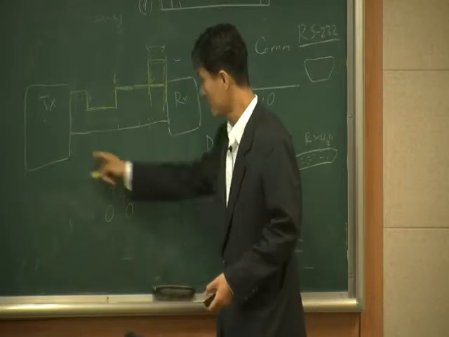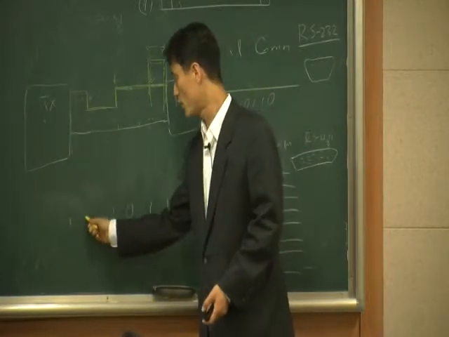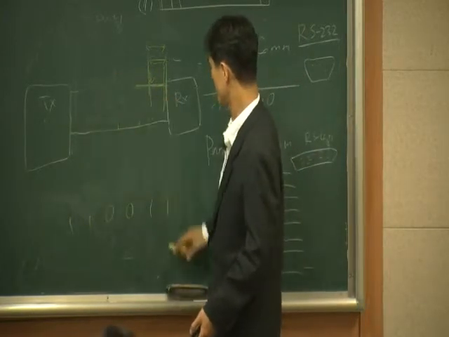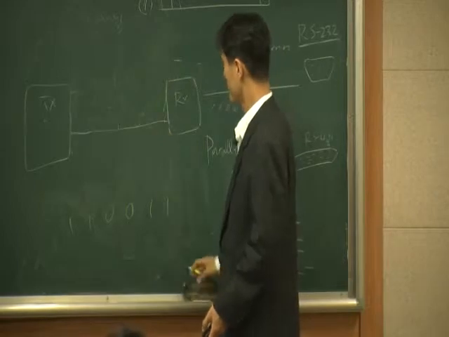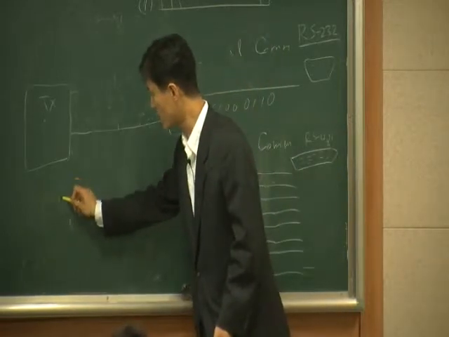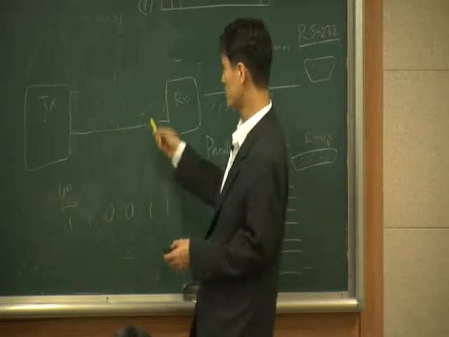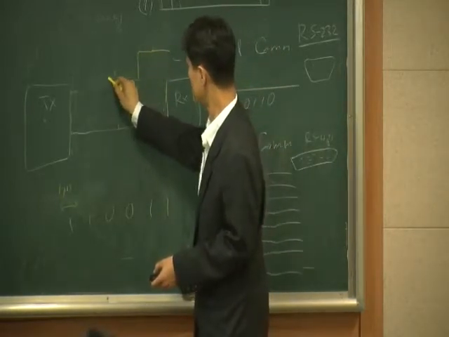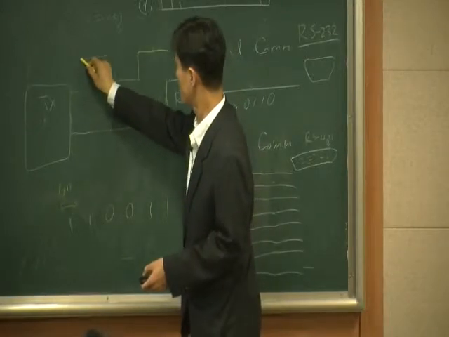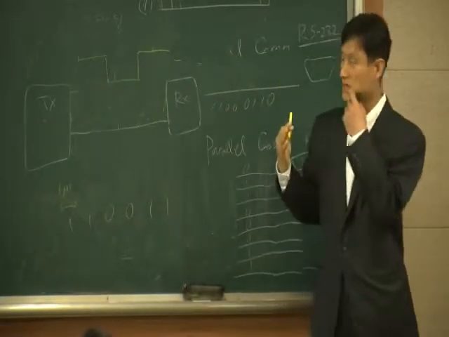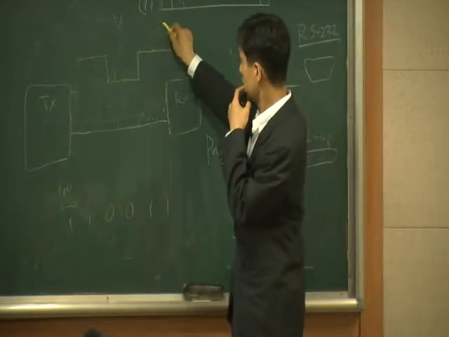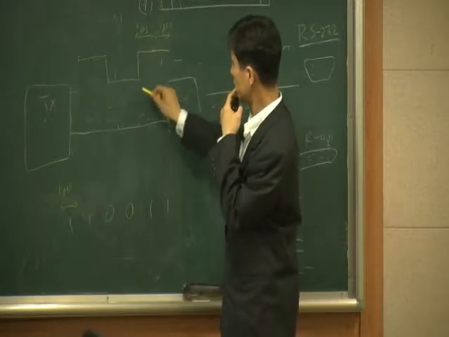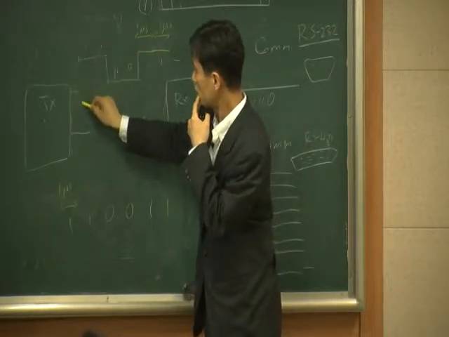Let's say this transmitter transmits 110011. Let's say one sample duration is 1 microsecond. I'm just talking about an example. In that case, 1, 1, 0, 0, 1, 1. This is what the transmitter is transmitting. So 1 microsecond here, another 1 microsecond here, then 0, 0, 1, 1. So the total is 6 microseconds.